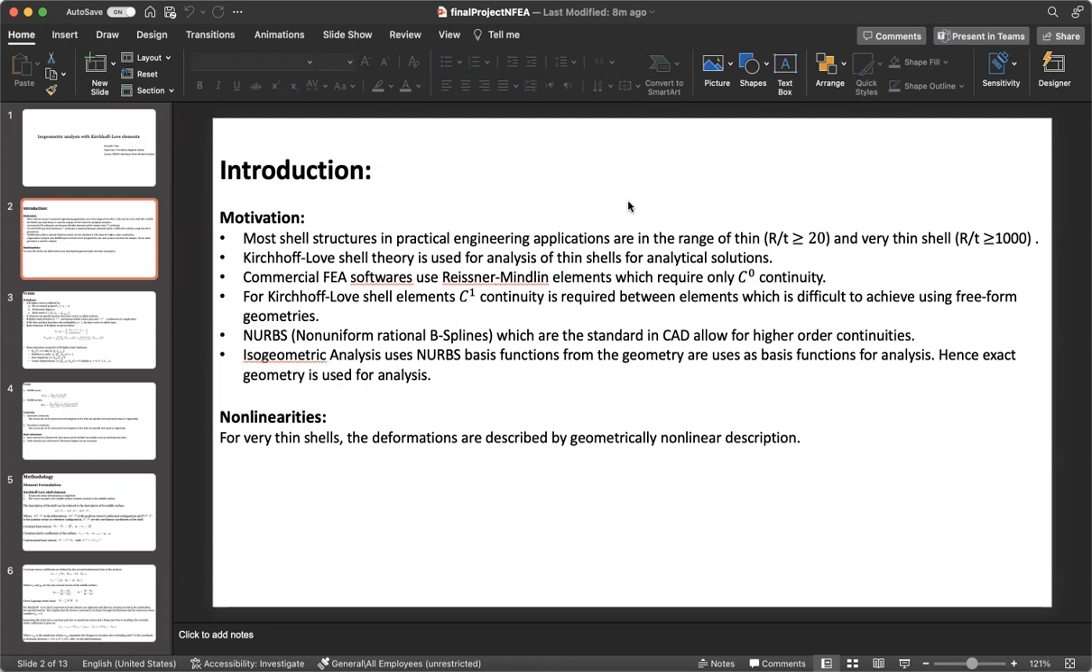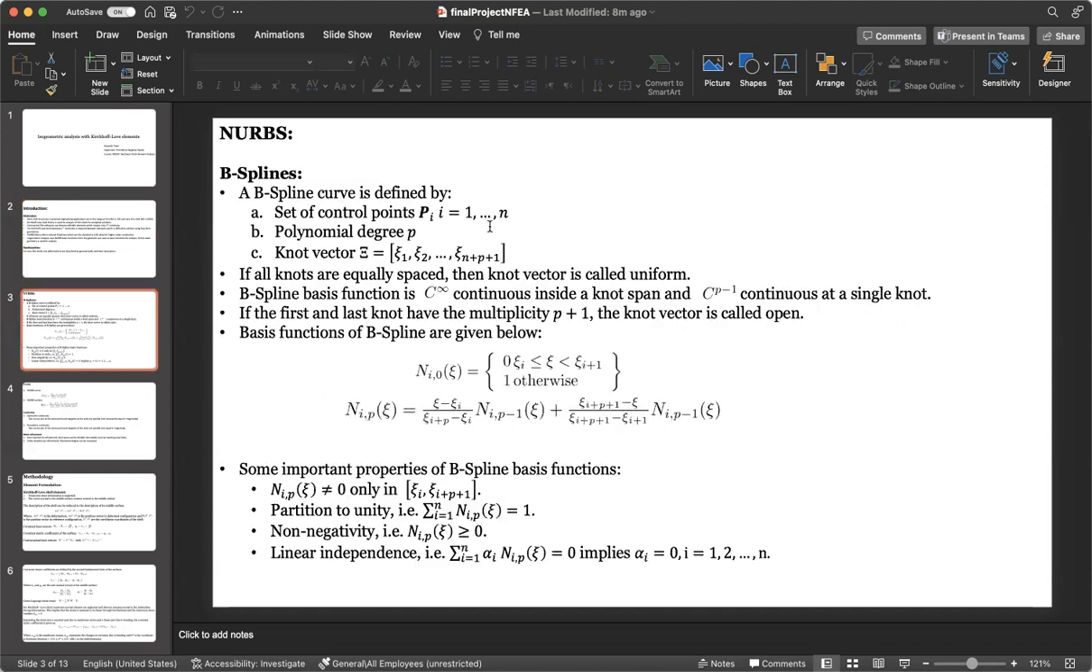But in isogeometric analysis, we use NURBS as the shape functions for both geometry as well as analysis, which allow for higher order continuities. Hence, Kirchhoff-Love shell elements can be modeled using isogeometric analysis. And the main nonlinearities that we encounter are due to geometric nonlinearity, which we will see further when we model Kirchhoff-Love shell elements. Before proceeding further, let's have a brief introduction to B-splines.